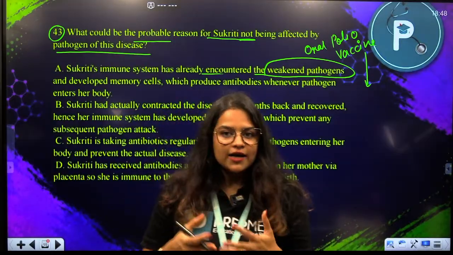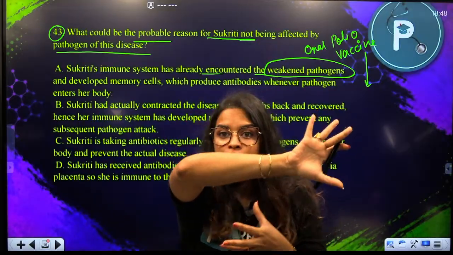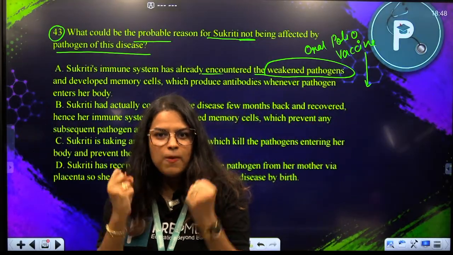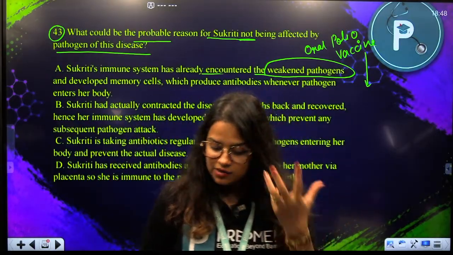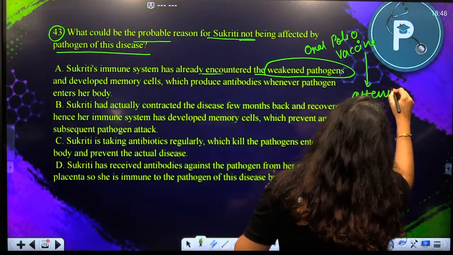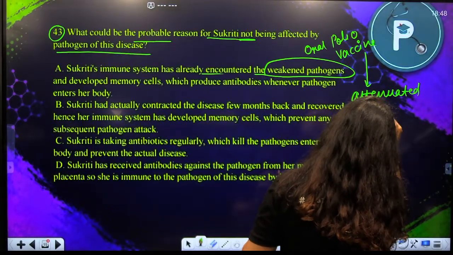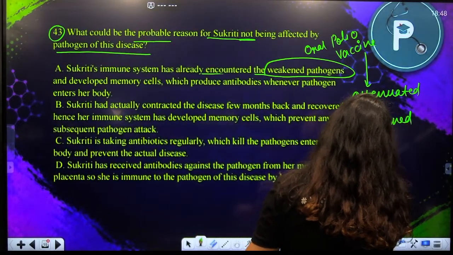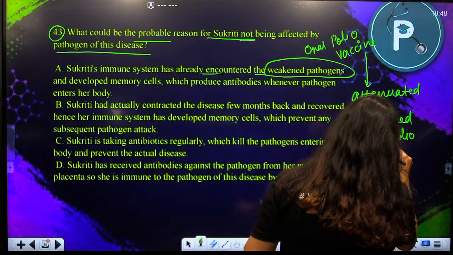That means the virus is there, but they are not feeding you the virus directly. They have just removed the disease-causing power of the virus. That is what we call a weakened virus, also called attenuated. So it is also called attenuated or weakened live poliovirus. That is what is fed to you.